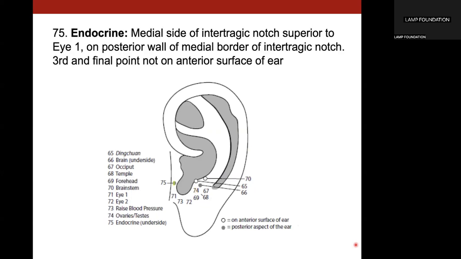75 is endocrine, the medial side of the intertragic notch superior to I1 on the posterior wall of the middle border of the intertragic notch. This is the third and final point that is not located on the anterior surface of the ear.